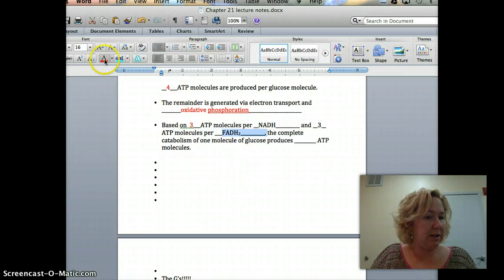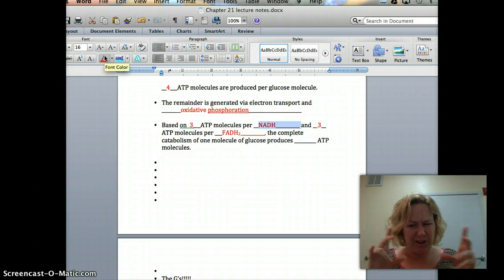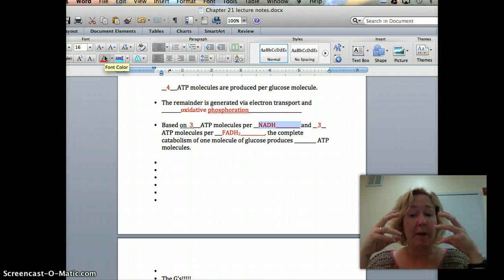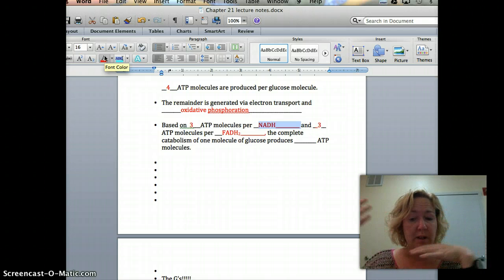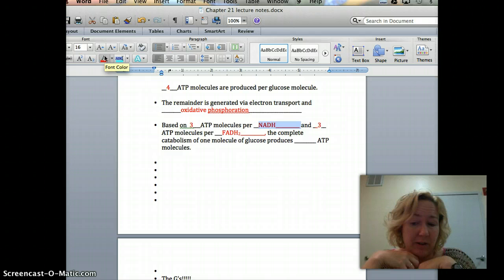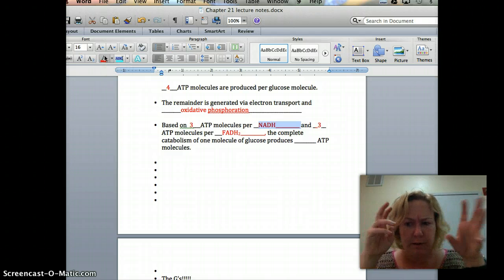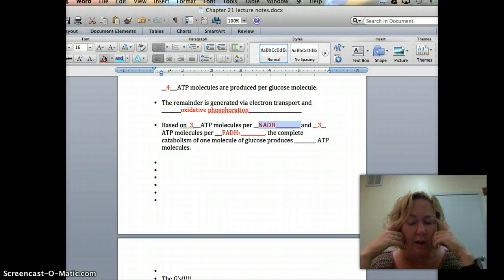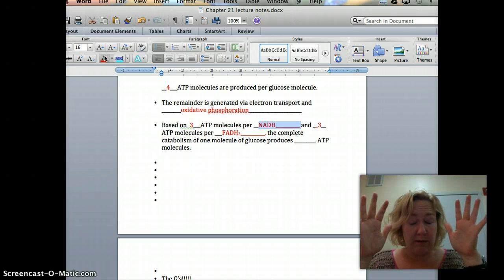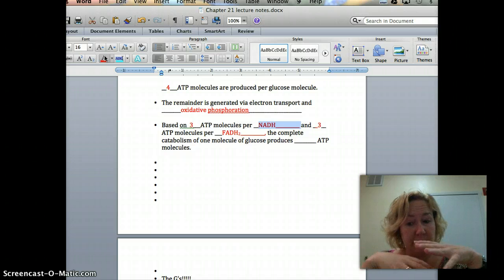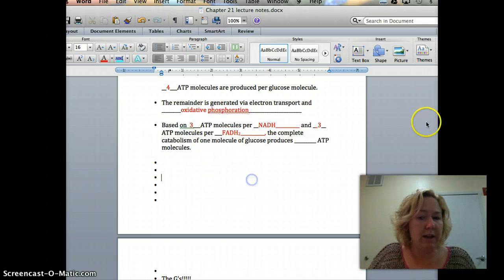This being said, this changes. I could tell you something today, it's 32 or 38, and it would change tomorrow. So I don't care that you memorize 32 or 38. It's 30-ish, high 20s to mid 30s. That's what I want you to know, because we're going to compare it to what you get from fats, and that's going to be a lot more. I care that you know it's high 20s, mid 30s, and that's a lot less than lipids. Okay, so that is glycolysis.